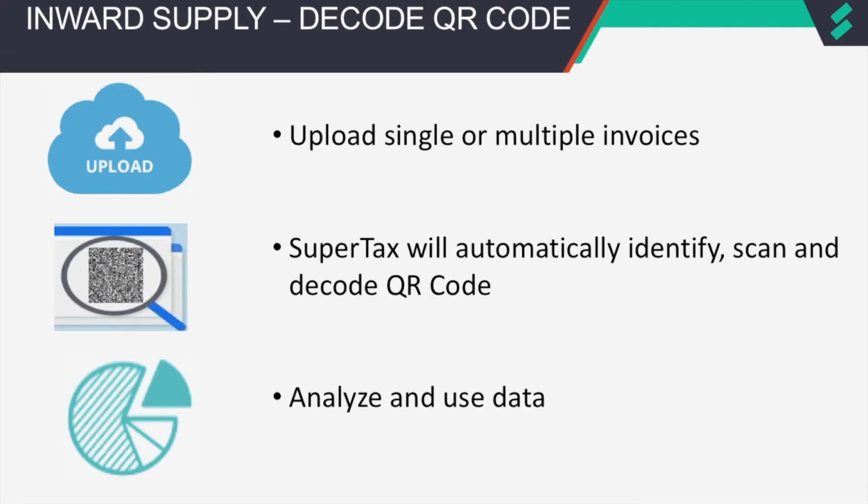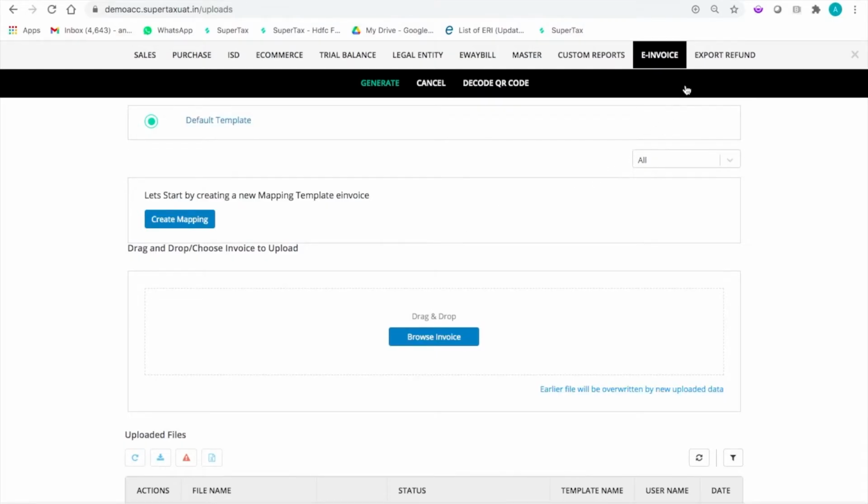Now let's have a look at inward supply. You will have many vendors falling under e-invoicing provision and issuing you invoices having a QR code. You will be required to scan this QR code and extract information like IRN and invoice number for further use. In Supertax, you can upload single or multiple invoices. It will automatically identify, scan and decode the QR code for your further use. And this has been made really easy for you.